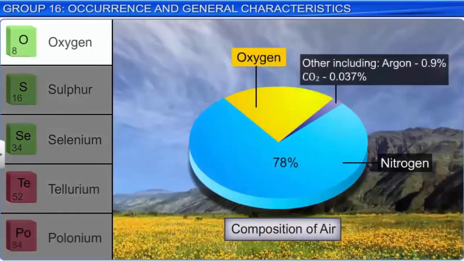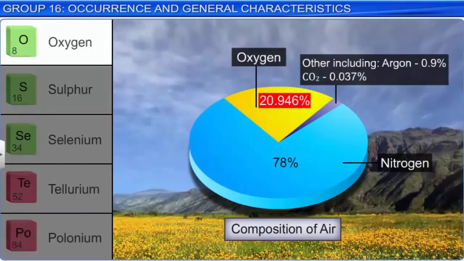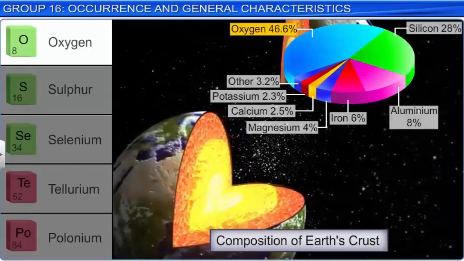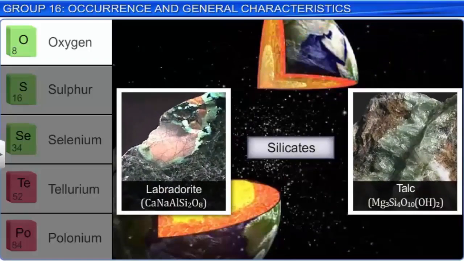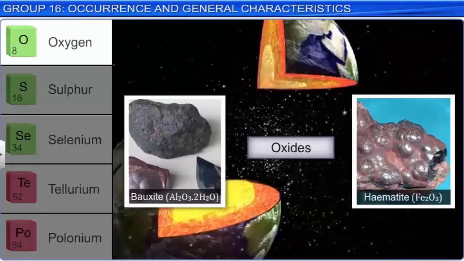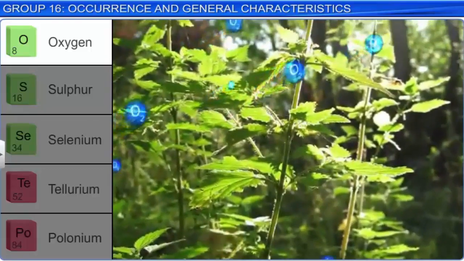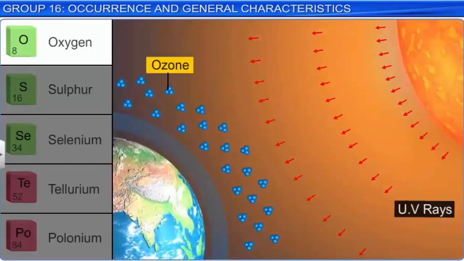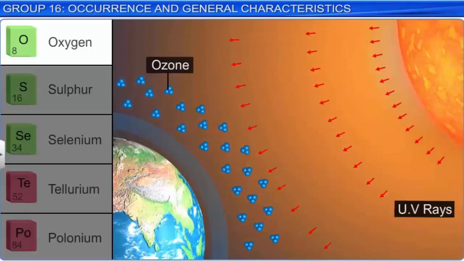Oxygen is the most abundant element available in nature. It forms 20.946% of air by volume and 46.6% of the Earth's mass, mostly in the form of silicates and other compounds like carbonates, sulfates, and oxides. Most of the oxygen in the atmosphere is produced by photosynthesis in plants. It also occurs in the form of ozone, which is an allotrope of oxygen in the upper atmosphere, and protects us from the harmful radiations of the sun.